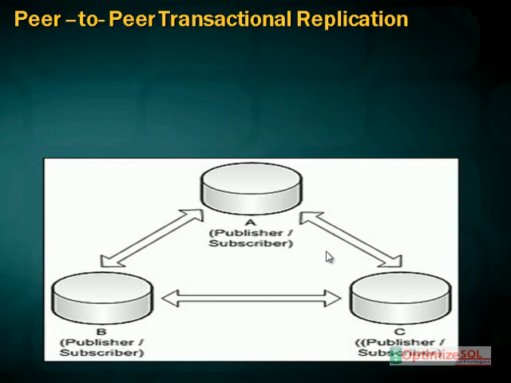Suppose tomorrow node 1 fails. The 1000 users working in node 1 are now redirected to node 2. Why? Because node 2 also has the same data. That's why every server acts as both publisher as well as subscriber for other servers. That's why we call these servers nodes: node 1, node 2, node 3, node 4, like this.